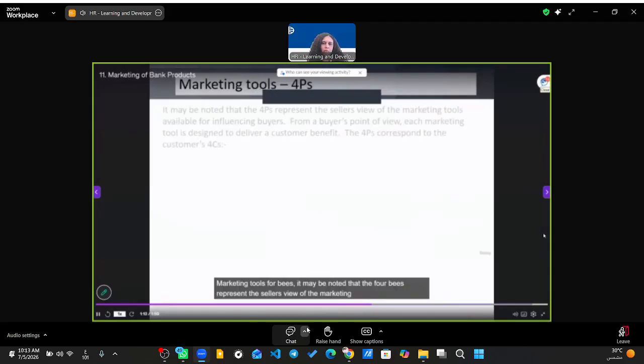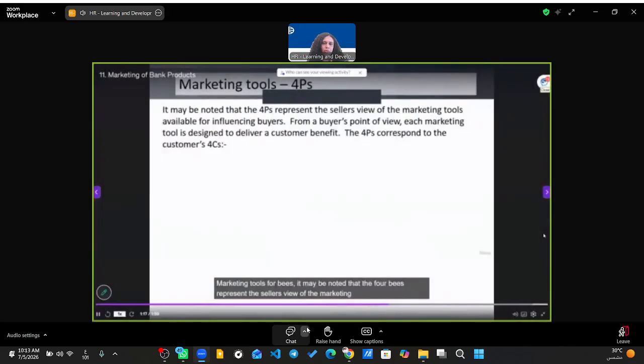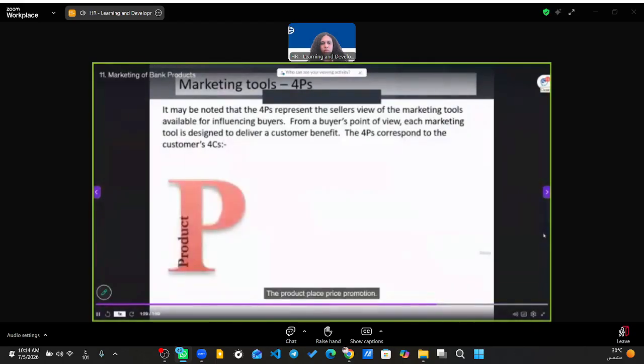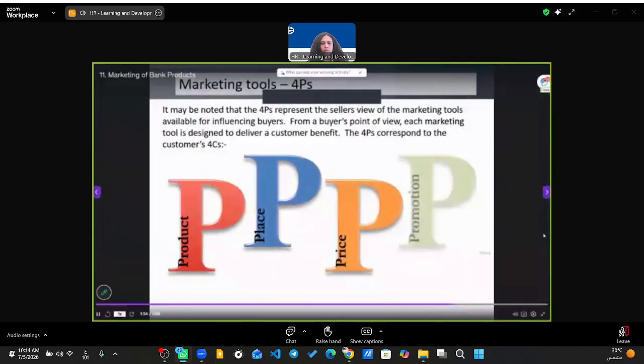Marketing tools, 4 Ps. It may be noted that the 4 Ps represent the seller's view of the marketing tools available for influencing the buyers. From a buyer's point of view, each marketing tool is designed to deliver a customer benefit. The 4 Ps correspond to the customer's 4 Cs. They are product, place, price, promotion.